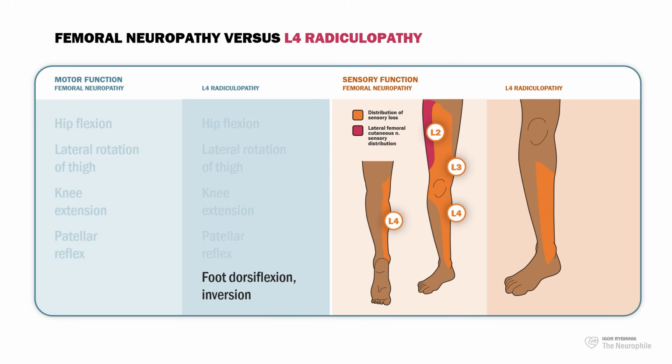But again, let's focus on sensation here. The L4 dermatome covers a narrow area, mostly the medial lower leg, and it spares the foot. And of course, there's that classic radicular pain starting in the back and shooting down to the medial calf.